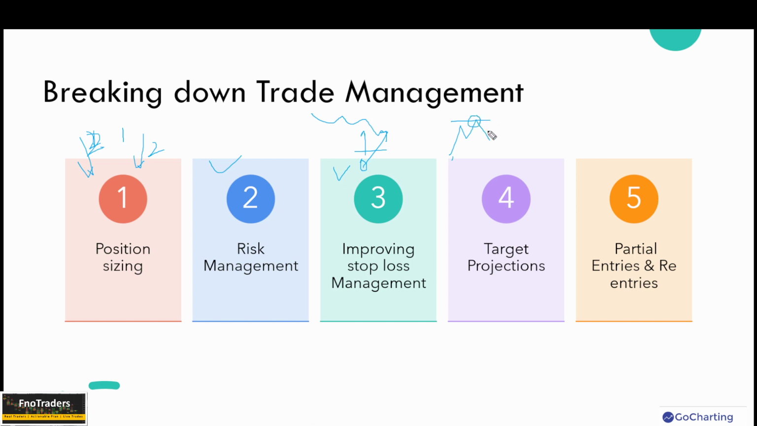So how do I improve my target projection? Some days are trending days. Can I use order flow to find trending days better and have better target projections? Then partial entries and re-exits.